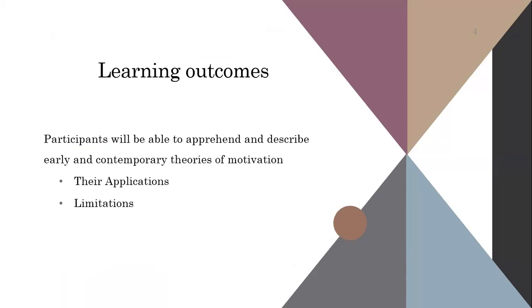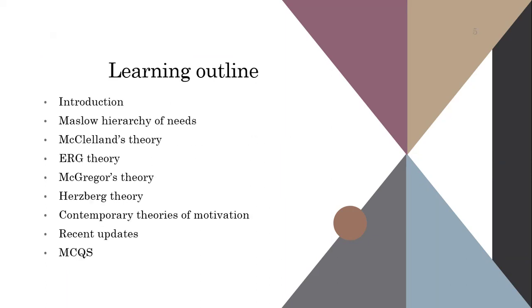The learning outcomes will be: at the end of this session, participants will be able to comprehend and understand the different theories of motivation, early and contemporary, their applications and limitations. Learning outline: introduction, Maslow's hierarchy of needs, McClelland's theory, ERG theory, McGregor's theory, Herzberg's theory, and contemporary theories of motivation, which will include equity theory, goal setting theory, recent updates, and MCQs.